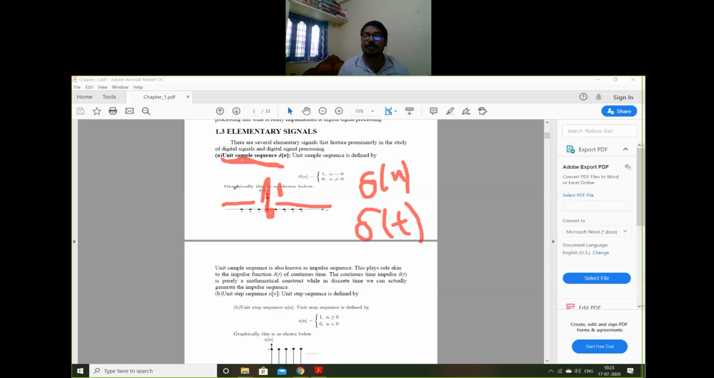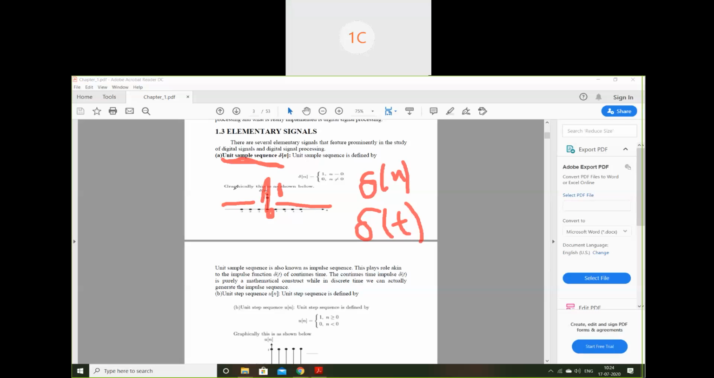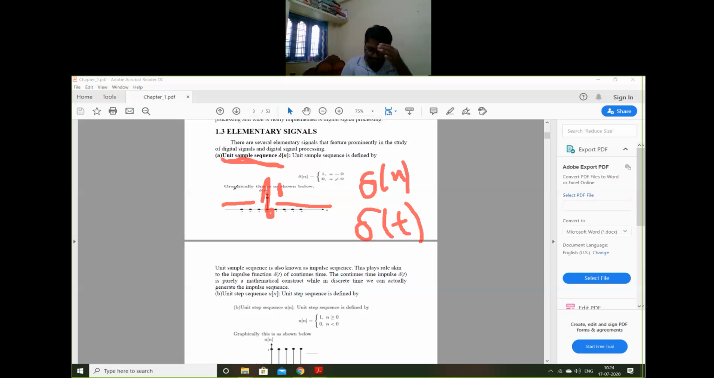Now, can you please give me a real-time example of why I am studying this? Anyone? I'll give you 10 seconds. Short time, huge energy or force. Kicking a football. Right, good answer. Jerk received by the bike driver during the speed breakers.